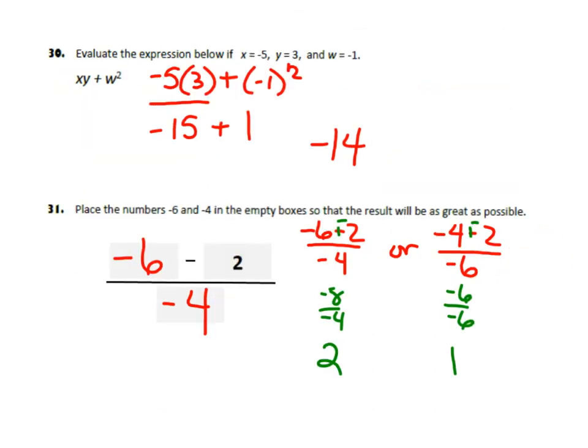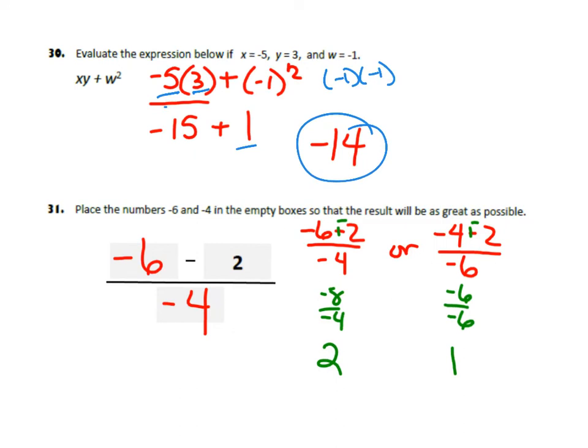30, we have to fill in the numbers and then use the order of operations. So I did x is negative 5, y is 3, multiply. Negative 1 squared, so it'd be negative 1 times negative 1, which gave me a positive 1. Add them together, I get negative 14.